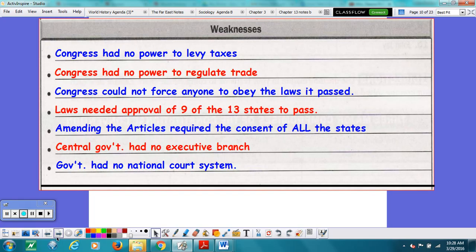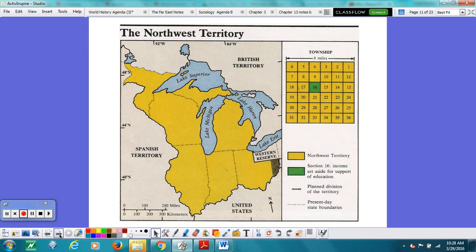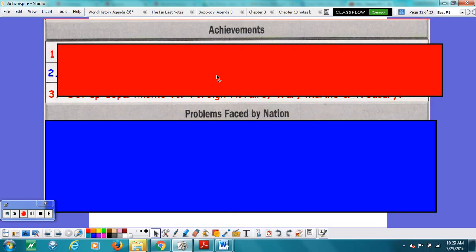Government had no national court system, and hence, if you had a problem between two states, there was nowhere to resolve that conflict. All right, one of the positive things that comes out of the Articles of Confederation is that the United States was able to add territory. And probably the most famous chunk of land that was added to the United States during our time under the Articles of Confederation was the annexation of the Northwest Territory, which would include today parts of Minnesota, Wisconsin, Michigan, Illinois, Indiana, and Ohio.